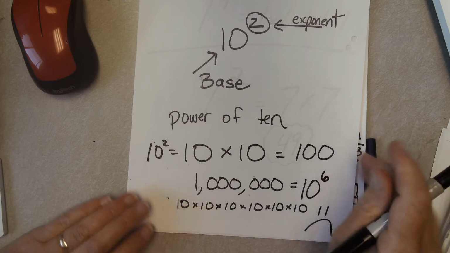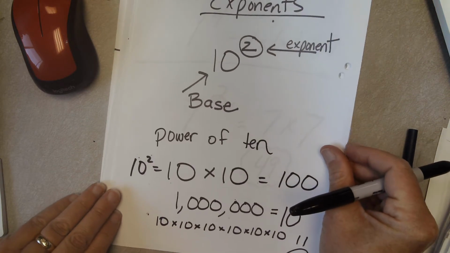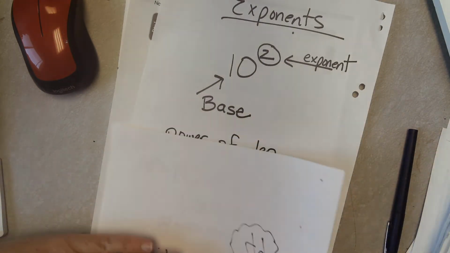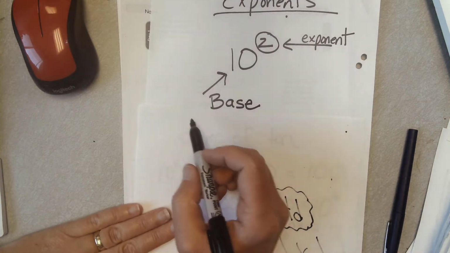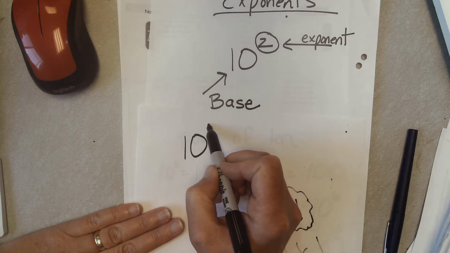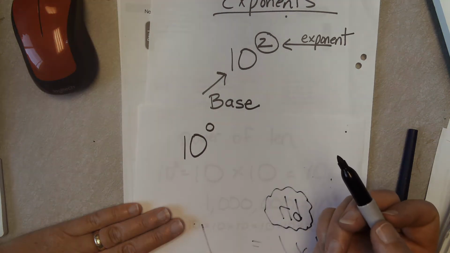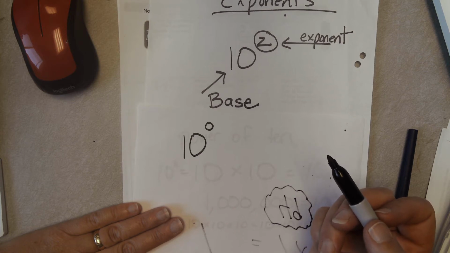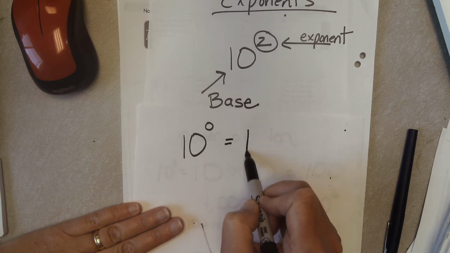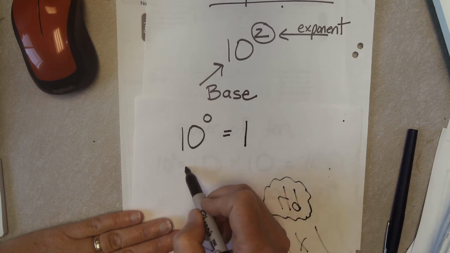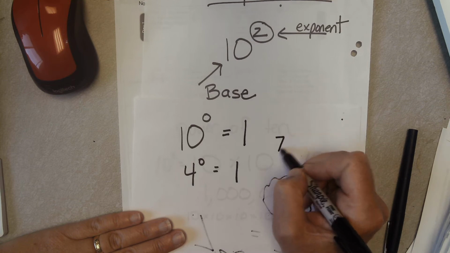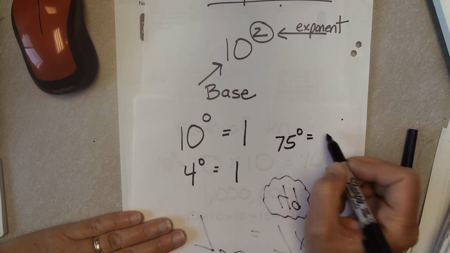Okay, now you will see, this is your new thing today. This is advanced, but that's okay. I think you can handle it. This is advanced math. Okay, for any number, if the exponent is a 0 instead of a 1 or a 2 or whatever, any base to the 0, the answer is 1. If I have 4 to the 0, it equals 1. If I have 75 to the 0, it equals 1.